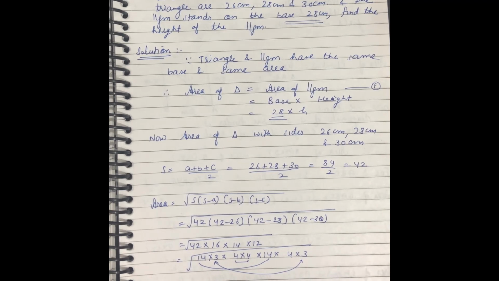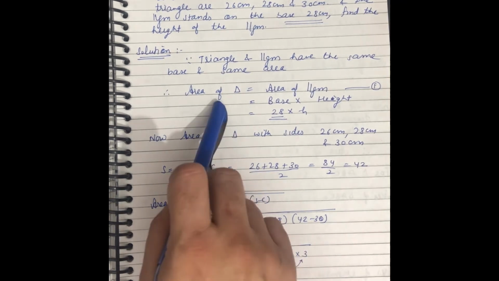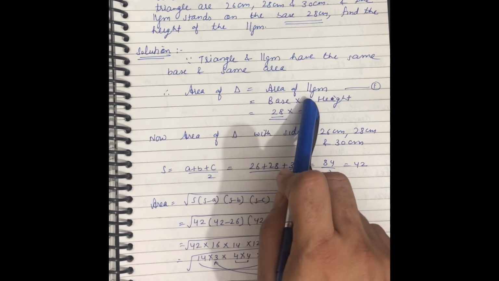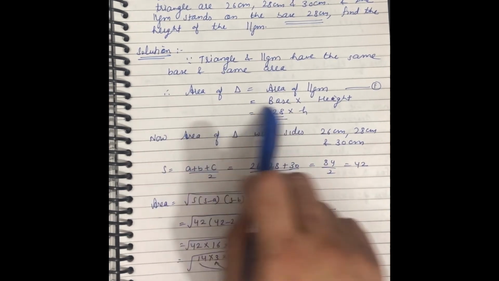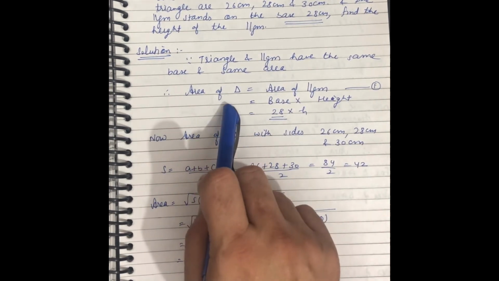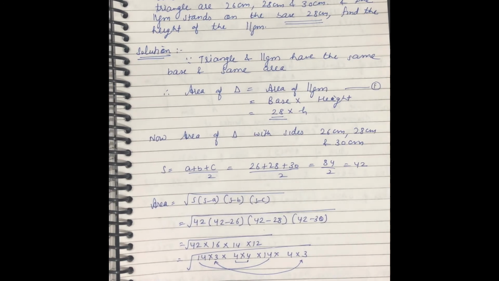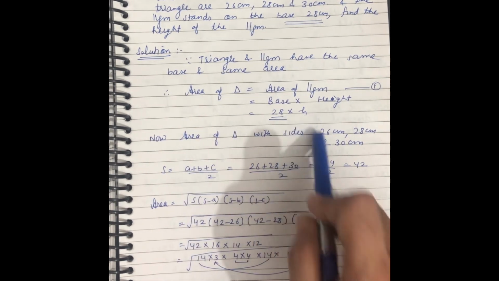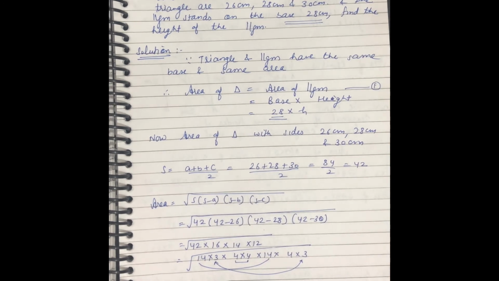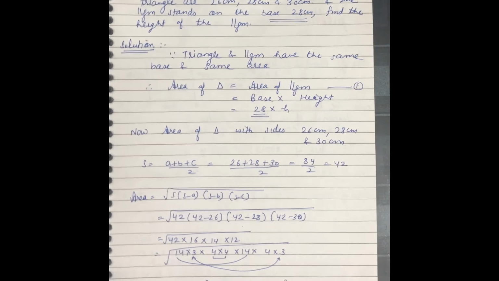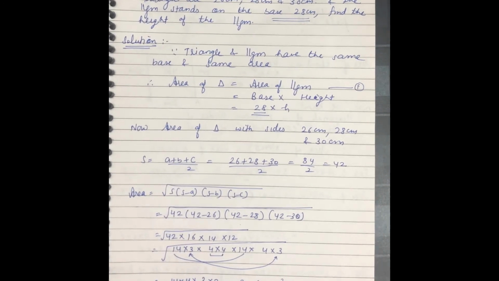This is the area of the triangle. But I know area of the triangle and area of parallelogram both are same. So I substitute area of triangle in this equation. So 336 is equal to 28 into h. Easily we can find out the value of h. h is equal to division of 336 by 28, which is equal to 12 centimeters.